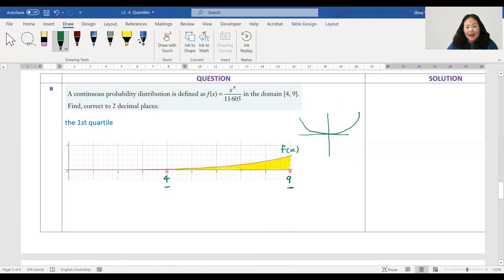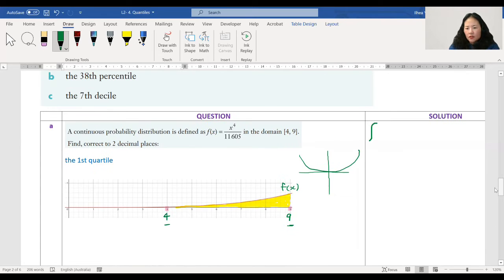Where is this x value that will give us the 25% of total area? Okay, that's what the question is asking us. Now, before we start, what do we have to do? We have to find the general formula, don't we? So I'm going to do the general formula here. The starting point is always there. We can't change that. And then go up to whatever x.